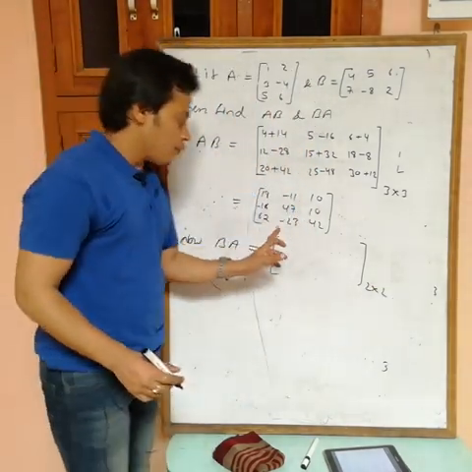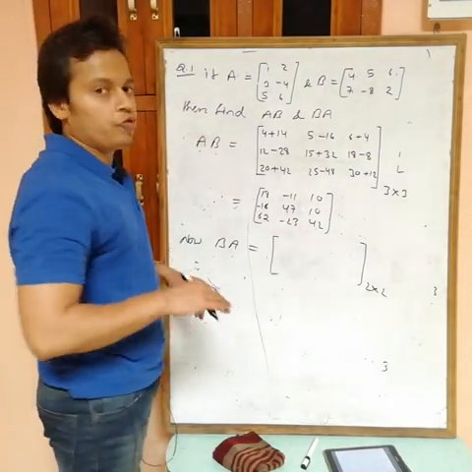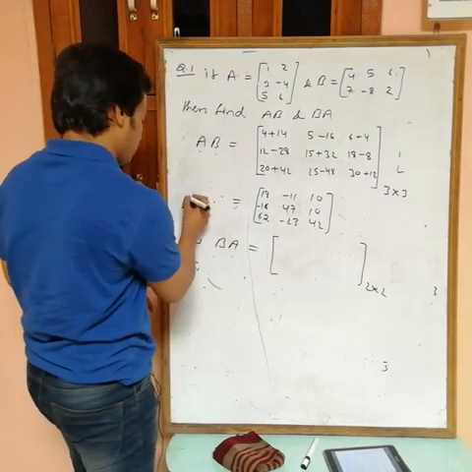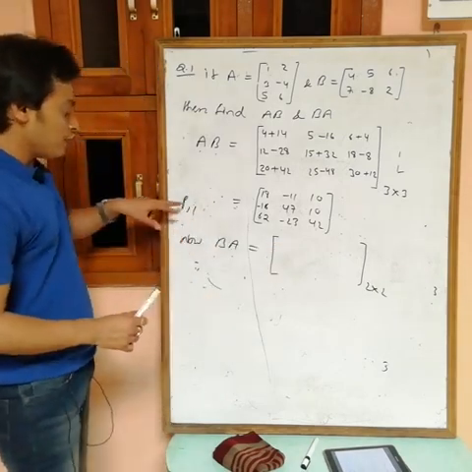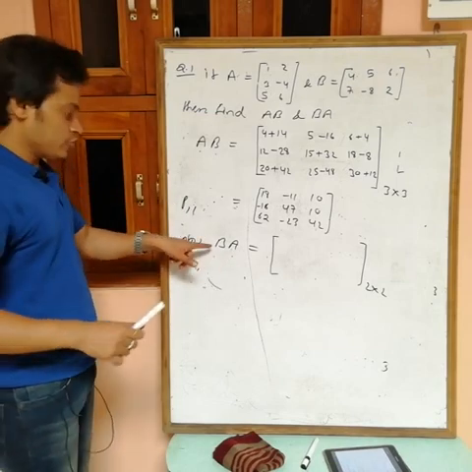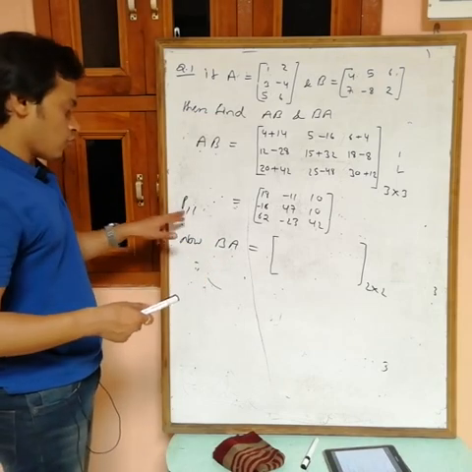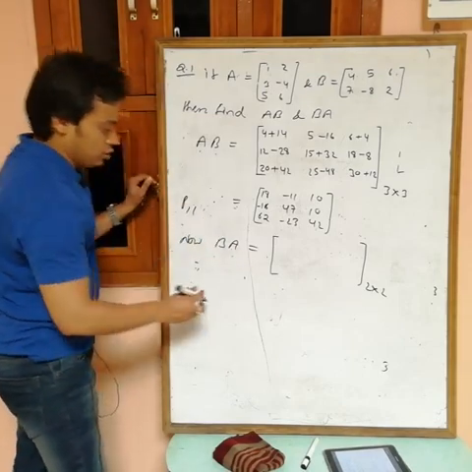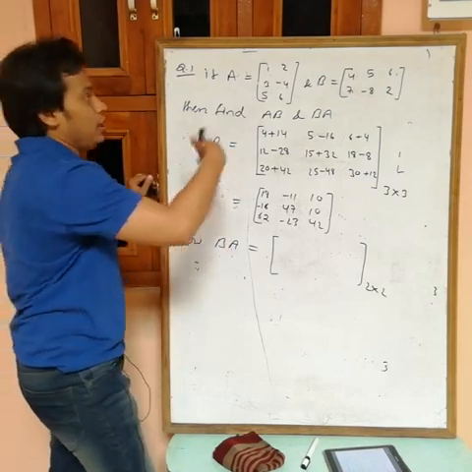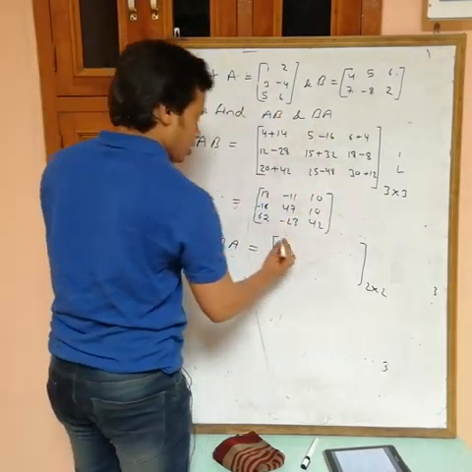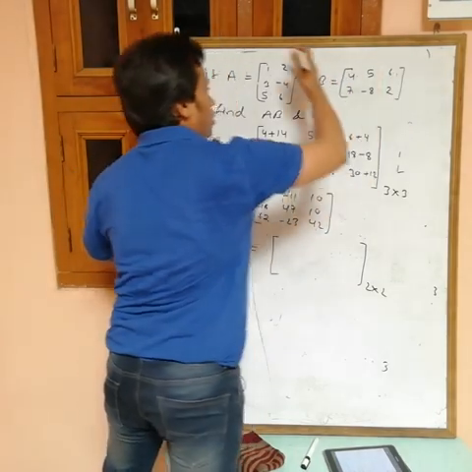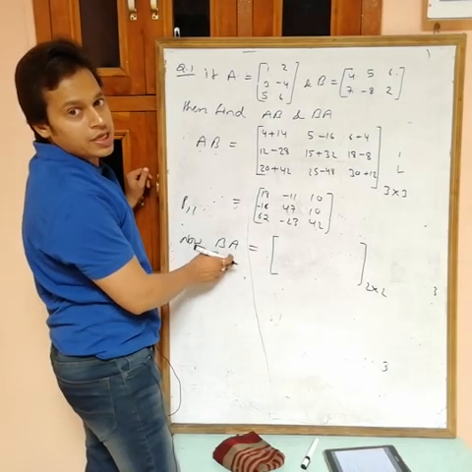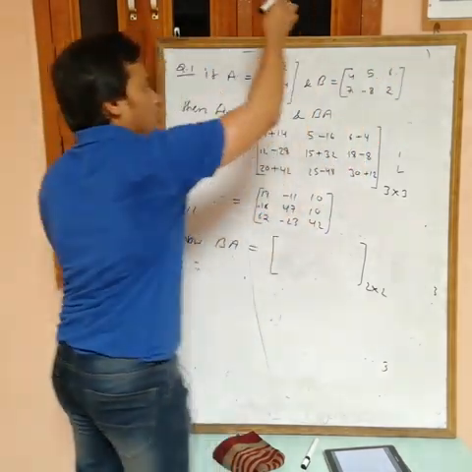Now P11. How to get P11? First row, first column. But remember, now for P11 we have to take the first row from B, not from A, because the first matrix is B na. So the row from B and the column from A. See, I am writing here. So B and then A. P11, first row and first column, because now B is the first matrix, A is the second matrix.